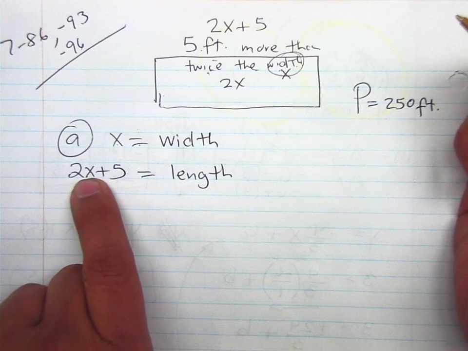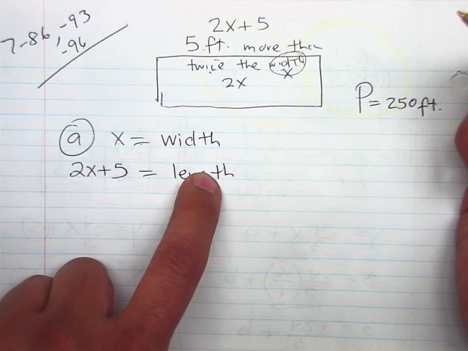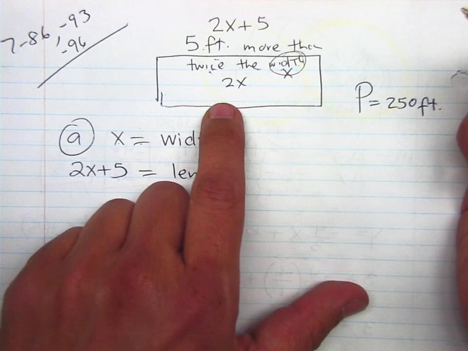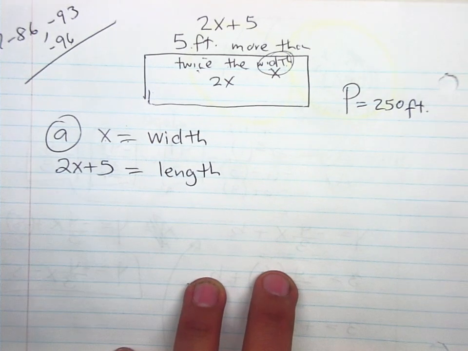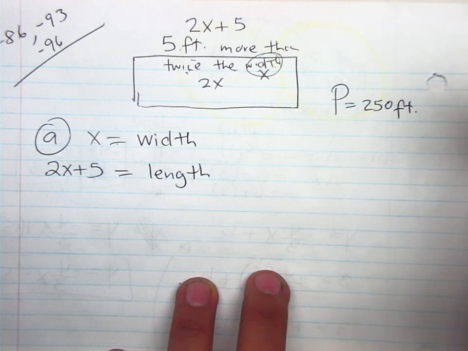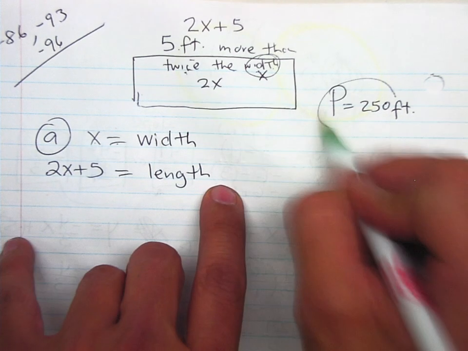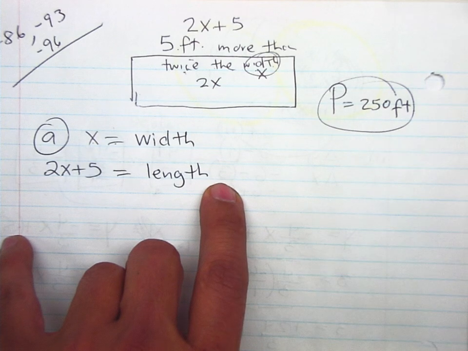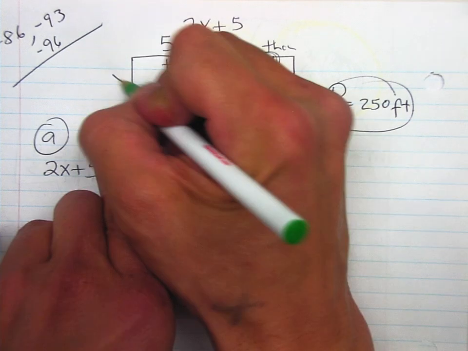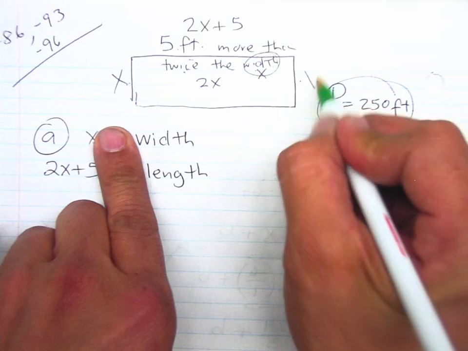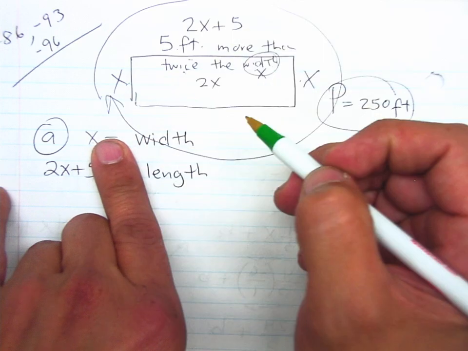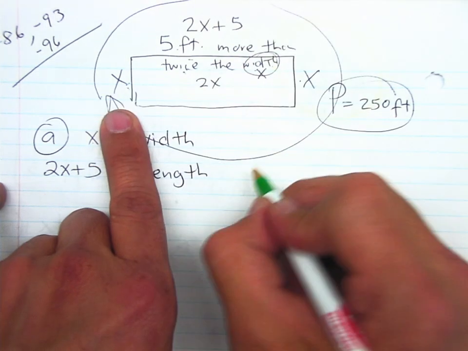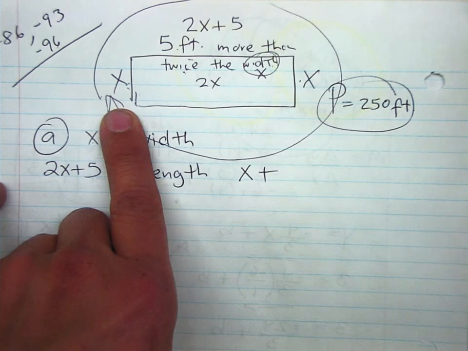So the perimeter. If this is X plus the other X, because perimeter is when we add all the lengths, plus 2X plus 5, plus 2X plus 5. All the rectangular lawn, 250.